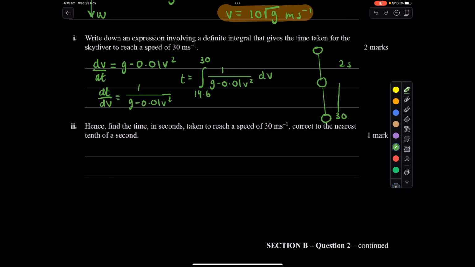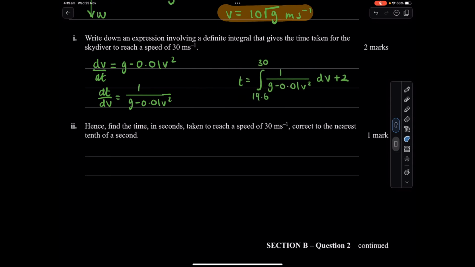Okay, this will give us this time over here. But remember, we want the total time, the actual expression for the time taken for the skydiver to reach that speed. So we also need to add this too. That will give us the total time, the overall time it took him to reach that speed. So yeah, that's your expression. Let me rub that out. And here's a nice expression. All right, there we go.